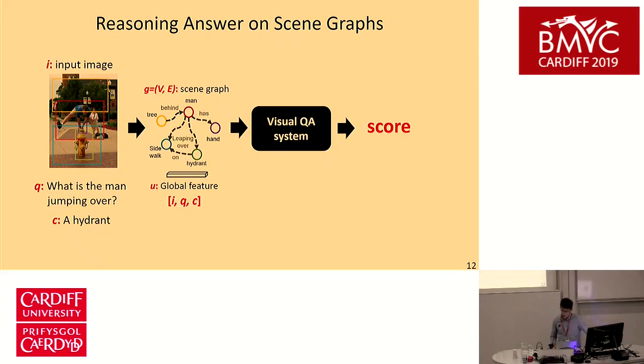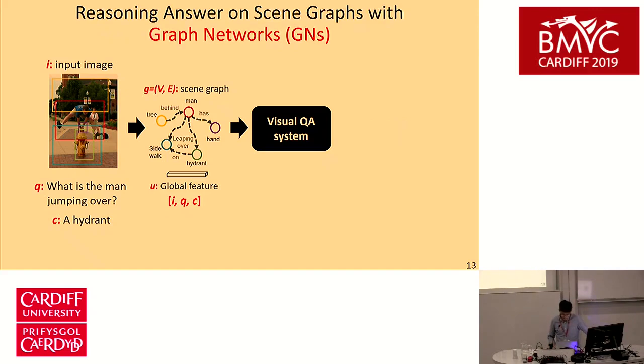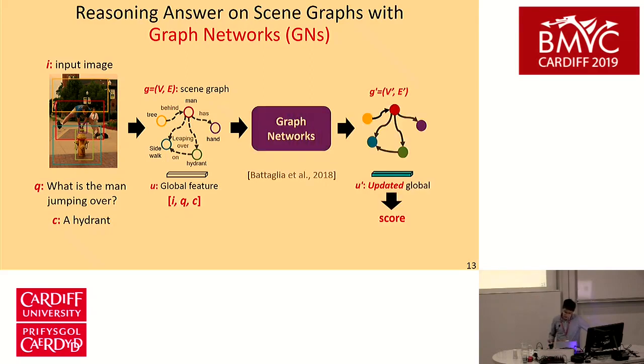So now the inputs are the graph and the feature vector. Now we need a model to take these inputs and predict the score. Fortunately, recently there are some graph networks being proposed, and we introduce one of them. It's called graph networks. It takes this graph as input, then outputs another graph G prime and an updated global feature U prime. So U prime is jointly learned from the input image, question, answer, and the scene graph. Then it can be used to predict the score.